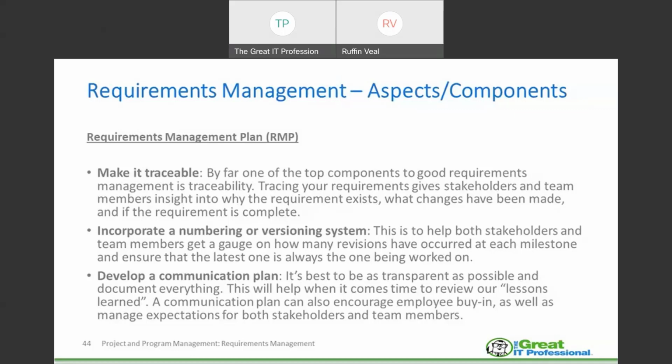In that plan, you want to incorporate a numbering version system. We want version 1.0, version 1.1. We want to be able to trace how these particular processes and requirements have evolved. Why do we want to do that? We want a paper trail.